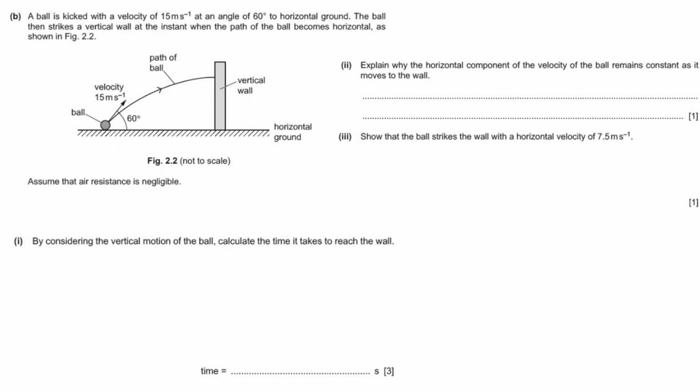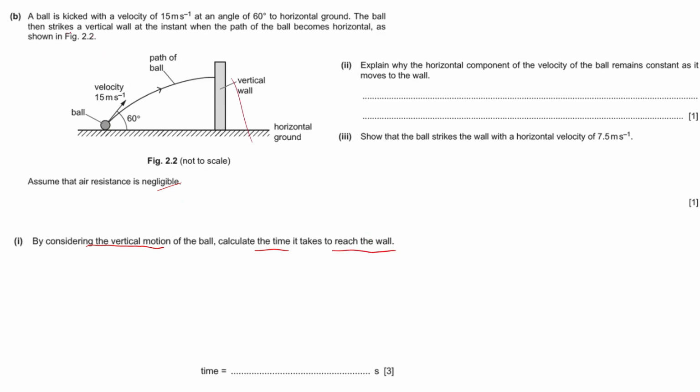A ball is kicked with velocity 15 meters per second at an angle of 60 degrees to the horizontal ground. The ball then strikes the vertical wall at an instant when the path of the ball becomes horizontal, as shown in figure 2.2. Assume that air resistance is negligible. So we have our little path here. It's looking pretty good. Okay. By considering the vertical motion of the ball, calculate the time it takes to reach the wall.